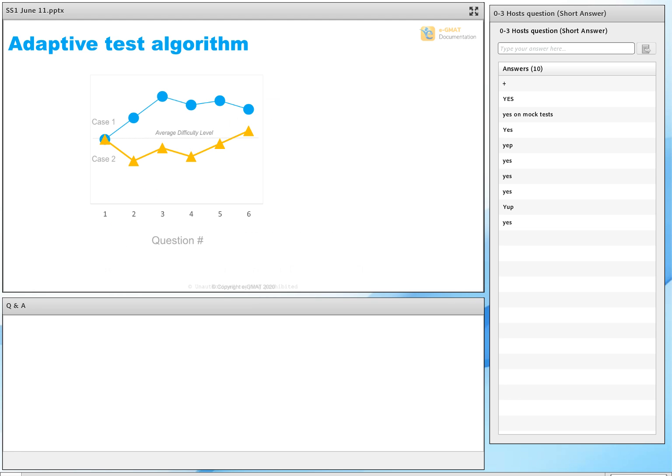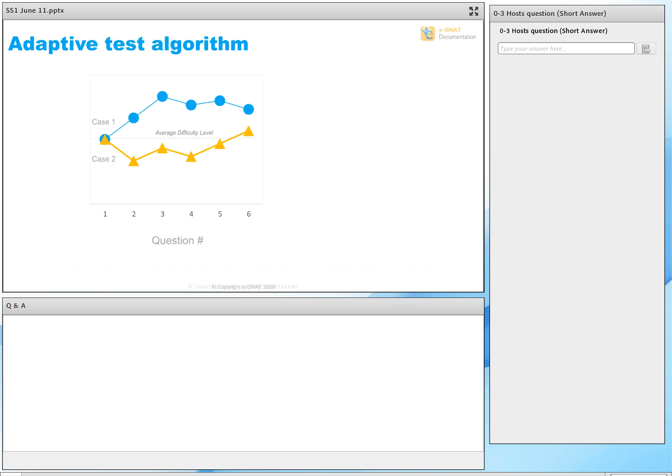Okay, to do that, let's talk about how the GMAT works, and why we say that when it comes to acing the GMAT, you've got to worry about building ability. So what I'm going to do is show a sample GMAT test, and this is a sample adaptive test. The GMAT is a bit more sophisticated, but it follows the same principle.